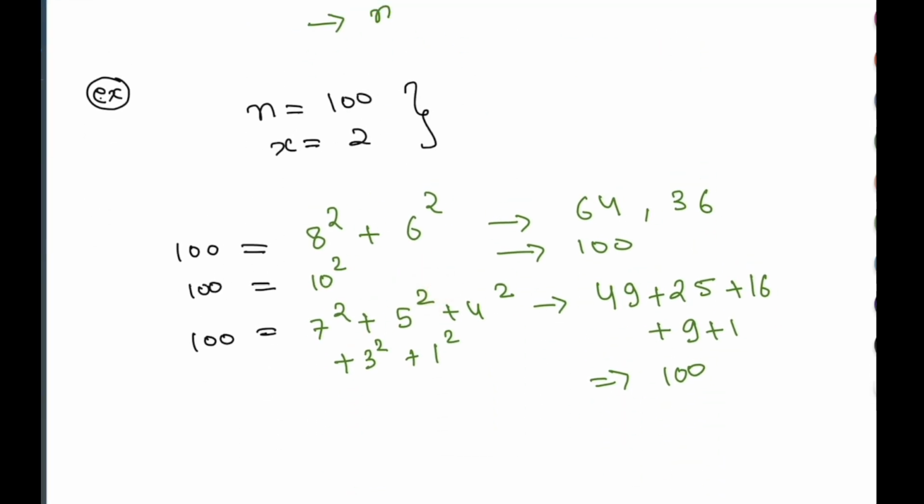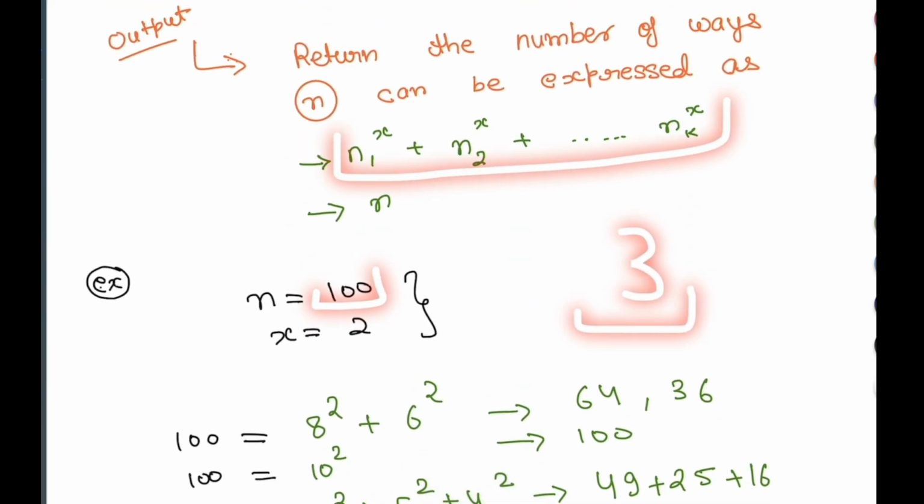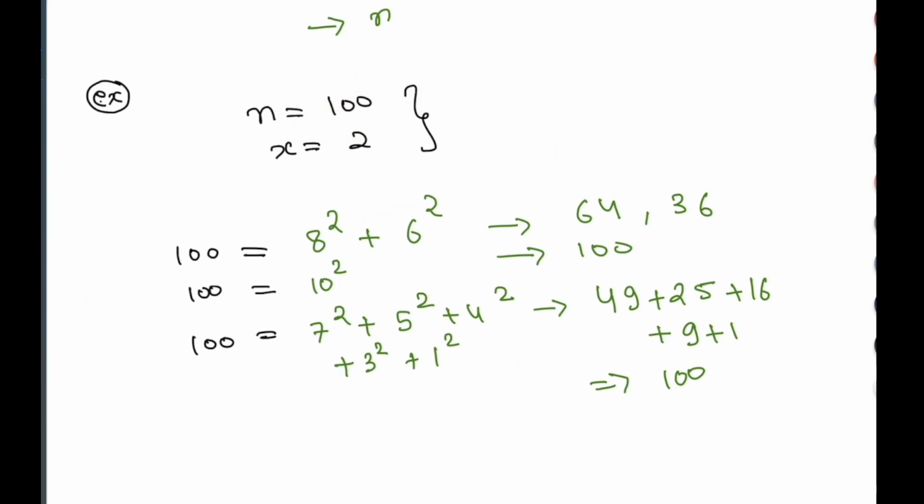For example, if I talk about this particular input, there are three ways to express the number 100 using this particular formula. Those three ways are here. What we can basically say is 100 is equal to 8 square plus 6 square. Why are we taking the square? Because x is equal to 2. If x would have been 3, x would have been 4, we would have tried to express the number 100 in the form of 8 to the power 4 or 8 to the power 3 plus 6 to the power 3. Here x is equal to 2, so we want to express our number 100 or whatever n is given in this particular way, where the numbers are 8 and 6. 8 to the power 2 plus 6 to the power 2 is equal to 100. This is equal to 64, this is equal to 36, their sum is equal to 100.